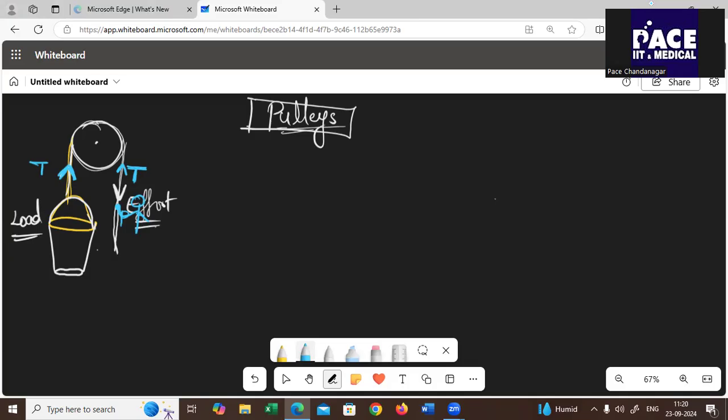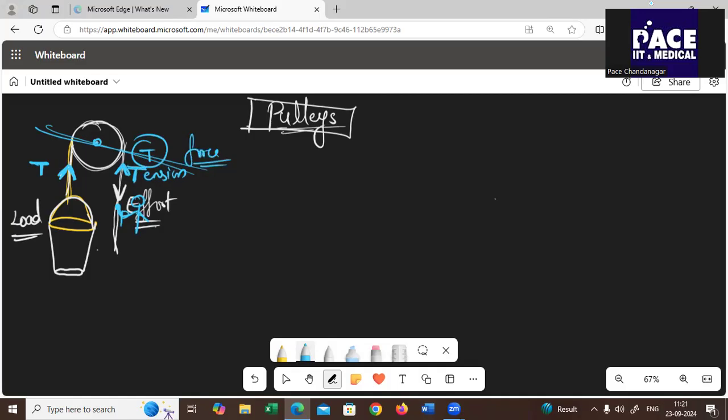And this is your single fixed pulley, wherein the axle is fixed to a rigid support. Here you will have a rigid support, and an inextensible string is put here. The string is inextensible, it should not have elastic properties, and the load is lifted up by applying an effort in the downward direction. Then the tension in the string is considered to be T in both the upward directions. Remember, T in the upward direction. T stands for tension, which is nothing but the force, the tension force.